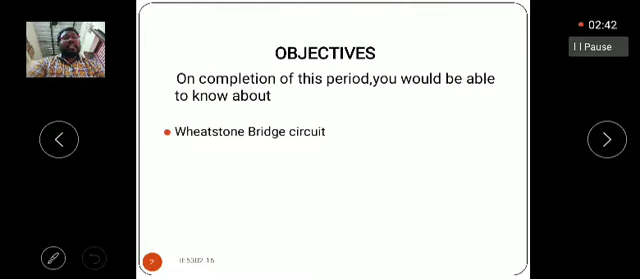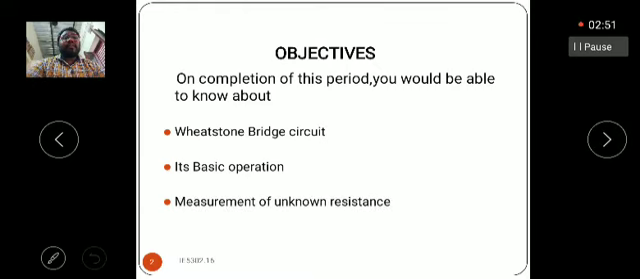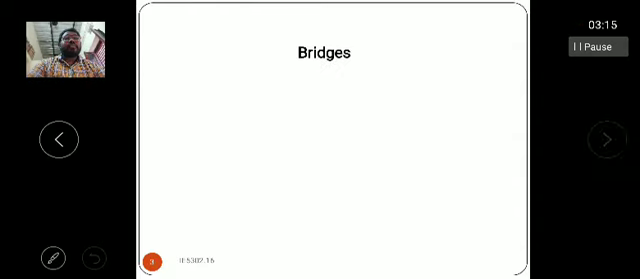The main objective of this period is to explain the Wheatstone bridge circuit, its basic operation and the measurement of unknown resistance. After completion of this period, we must know the concept of the Wheatstone bridge and its circuit, its basic operation, and how to measure the unknown resistance in this particular bridge circuit.